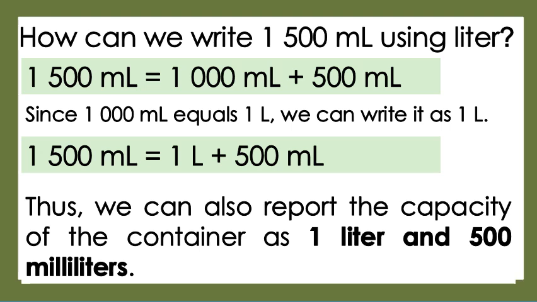1500 milliliters equals 1000 milliliters plus 500 milliliters. Since 1000 milliliters equals 1 liter, we can write it as 1 L. 1500 milliliters equals 1 liter plus 500 milliliters. Thus, we can also report the capacity of the container as 1 liter and 500 milliliters.